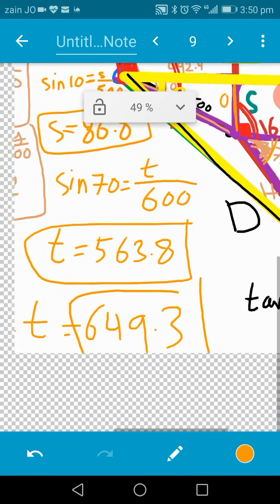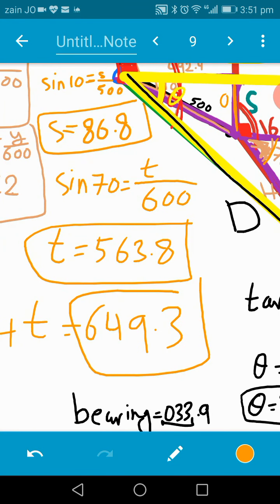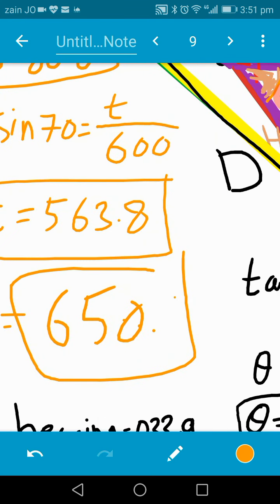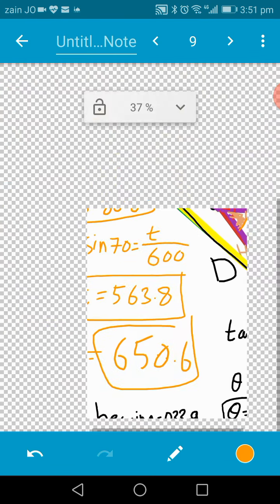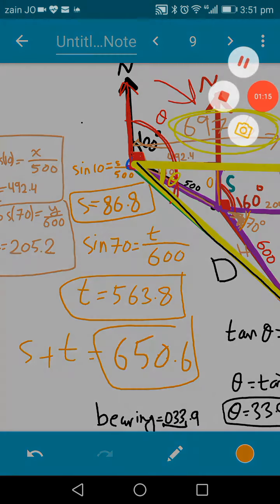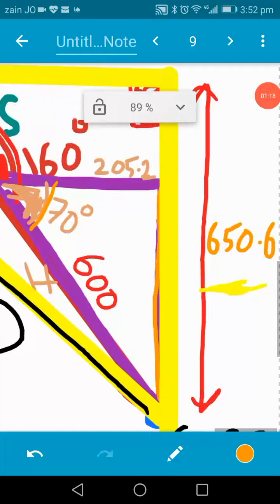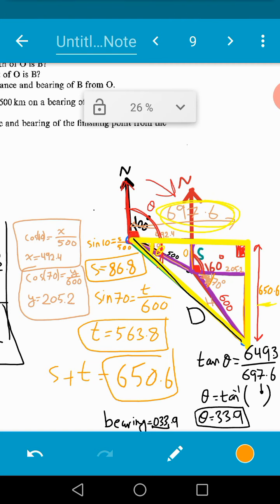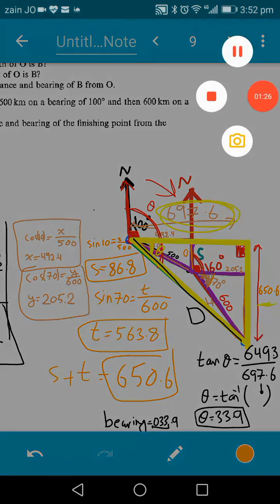So T I think it's okay. When you add them, when you add 86.6 plus 563.8, what will the answer be? 650.6. Okay, this is S plus T. So I change this distance to 650.6. To save time, let's modify only the things that we got wrong.